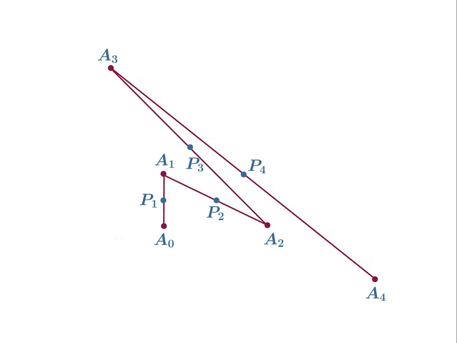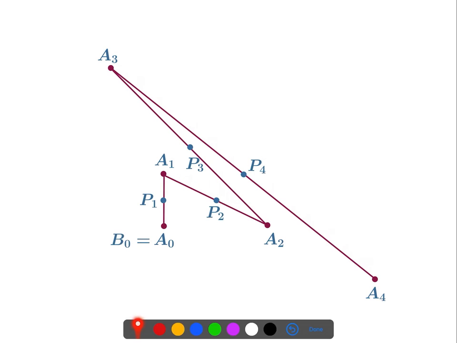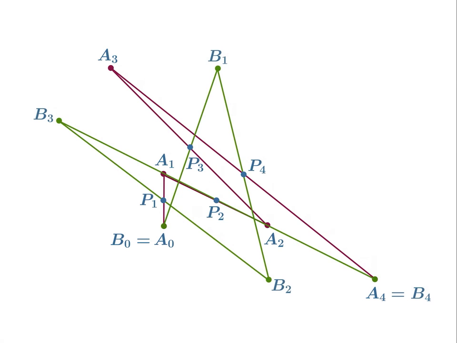Next, I want to start at A0 again. I'm going to call it B0. And I want to do rotations in a different order. I'm going to go around P3 first, and then P4, and then P1, and then P2. So I'm going to rotate this B0, I'm calling now, around P3, and then around P4, and then around P1, and then P2. So let's see the results of that.